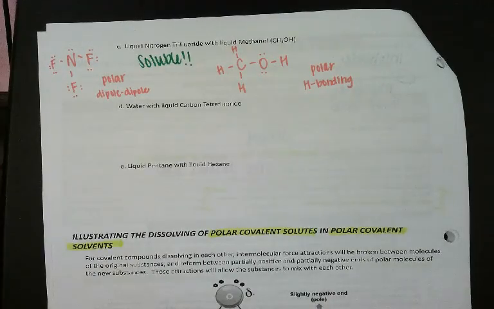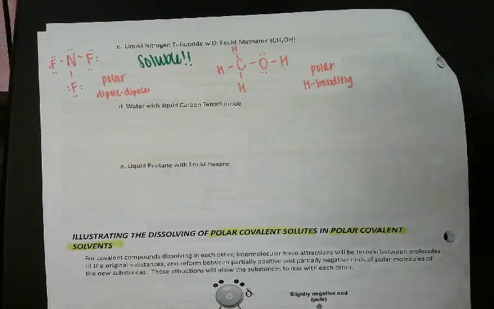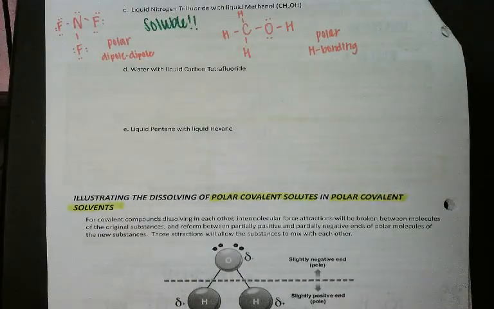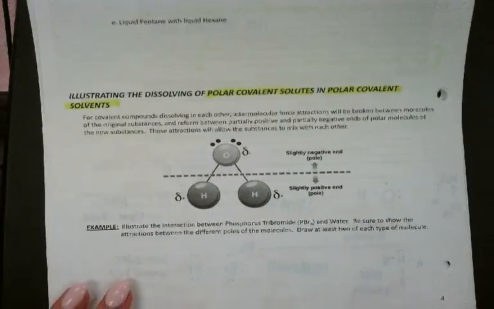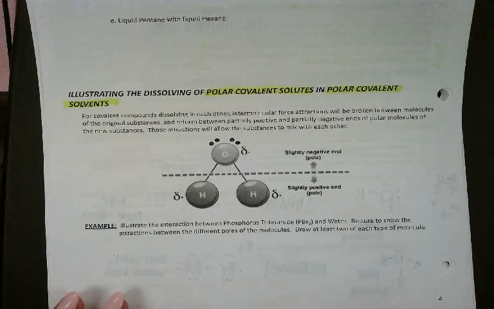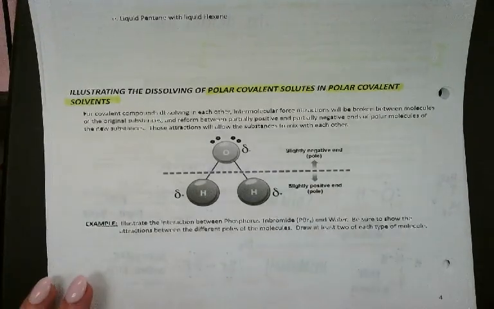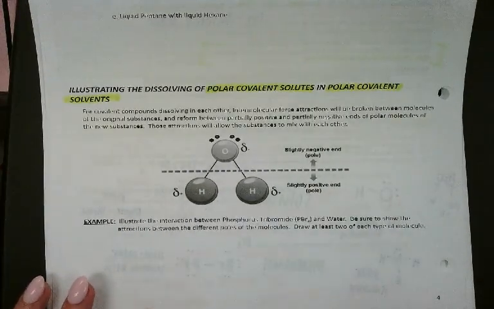All right. We are now moving on to the dissolving of polar covalent solutes in polar covalent solvents. So, for covalent compounds dissolving in each other, IMF attraction will be broken between molecules of the original substances. They then reform between partial positive and partially negative ends of polar molecules of new substances.